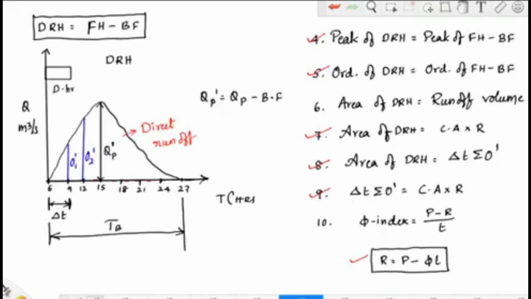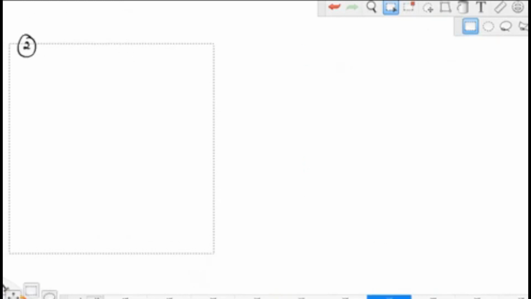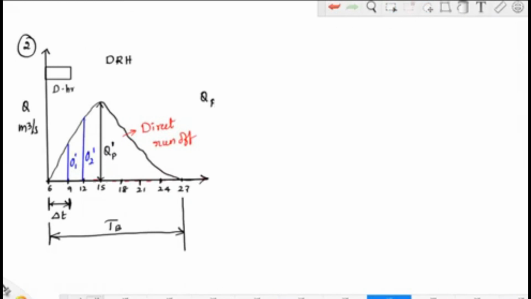So case 2 will be this same diagram. So that is nothing but delta T is the same. So in this case, area of DRH will be equal to catchment area into runoff depth. So area of DRH, if delta T is the same, you can take this formula. Delta T same means you have to take delta T into summation of O dash.